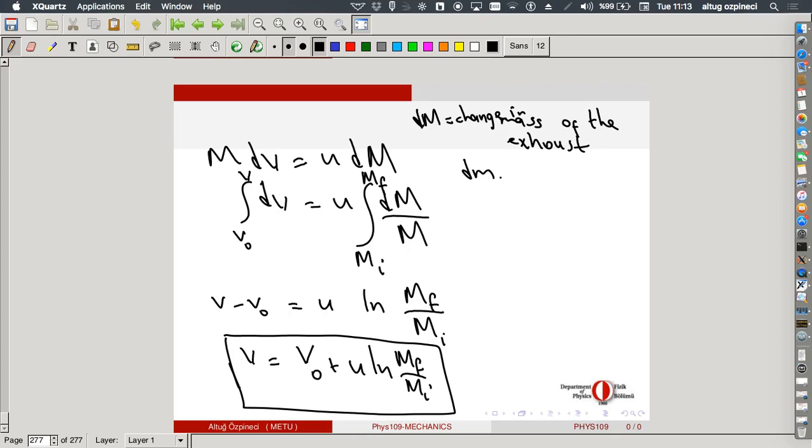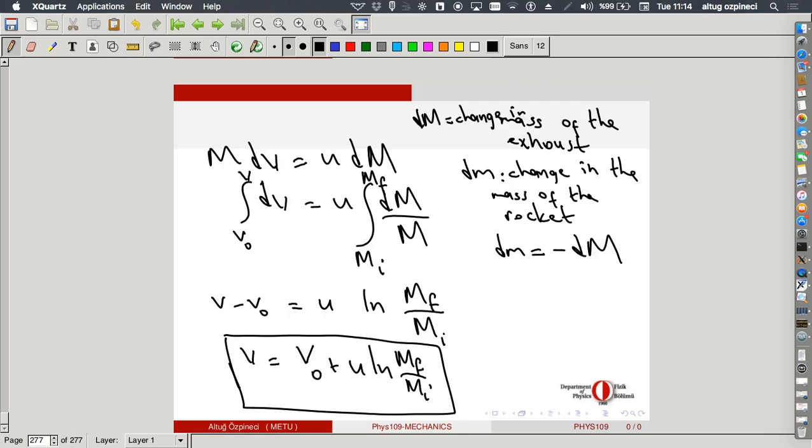Let's just denote by small dm the change in the mass of the rocket. Now we can do two things. Either we can convert everything, dm, to minus dm, because if I throw away some mass, the exhaust, the mass of the rocket will be reduced. The change in the mass of the rocket will be negative if the change in the mass of the exhaust is positive. Or I can convert everything into dm. In that case, all of this will be correct, and here I would end up having a minus sign.